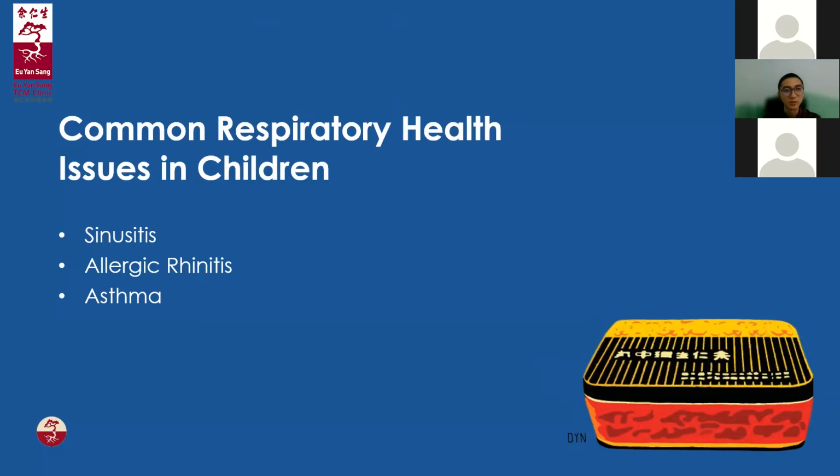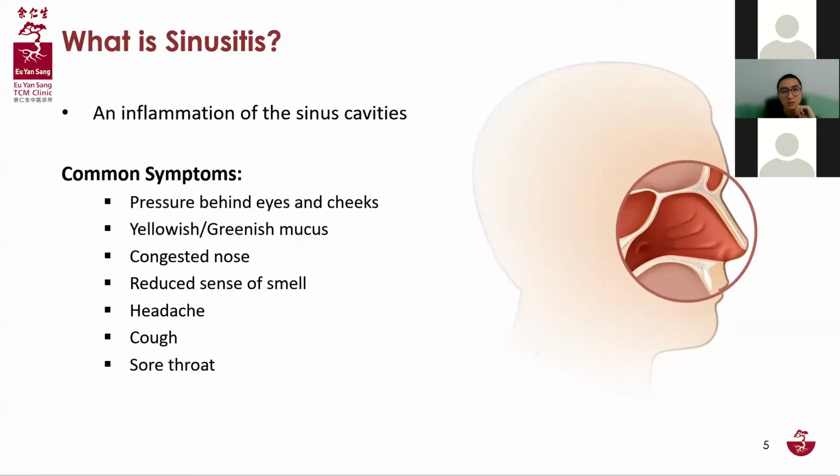Today's topic will be about common respiratory health issues for children. I would say they are more commonly seen between 3 to 18 months, but it's not limited to that age; in our practice, it's more commonly seen from this age. The issues are sinusitis, allergic rhinitis, and also asthma. I'll go through each of these common issues in detail.